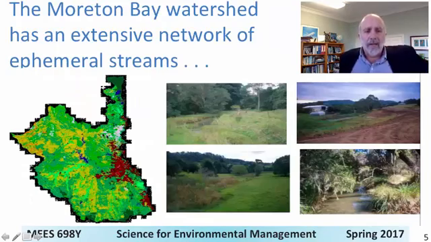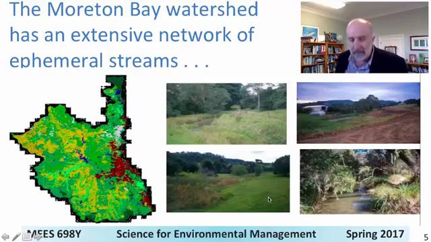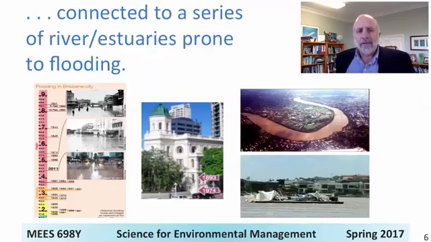The watershed has an extensive network of ephemeral streams, and what we call a stream often isn't wet for 360 days a year. So there are a few places where we have some standing water, but a lot of times it's just a depression that's full of grass. A couple of times I was looking for streams and I walked right across one without knowing I was on the stream. And it's connected to the rivers and estuaries, which are very prone to flooding.